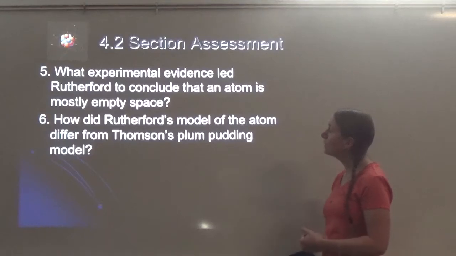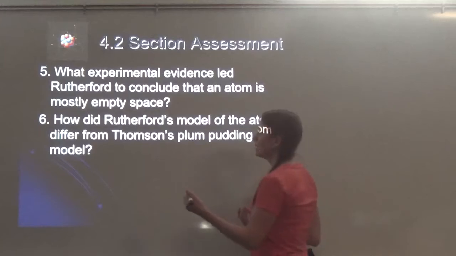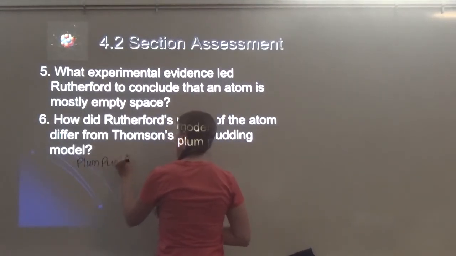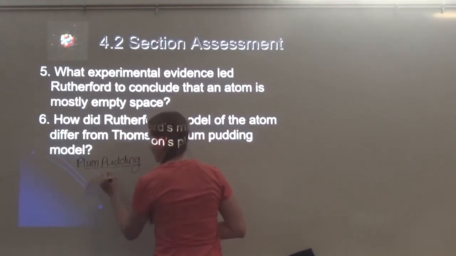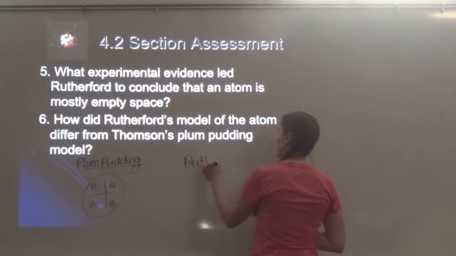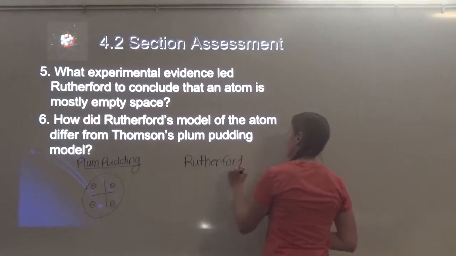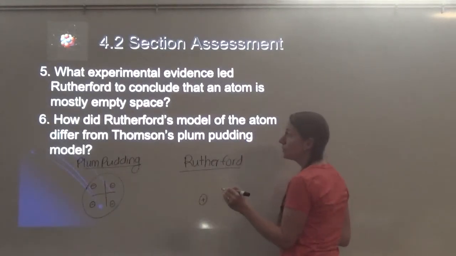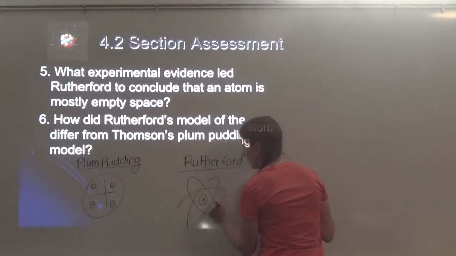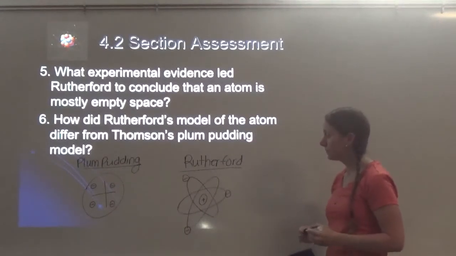And then number 6, how did Rutherford's model of the atom differ from Thomson's plum pudding model? Okay, well, the easiest thing to do would be to draw them. So plum pudding looks like this, a big positive area with negative electrons throughout. Rutherford's model looks like what we just drew. We have a positive nucleus, so there's one of the differences. And then the electrons are taking up all the space. So there's our other difference.